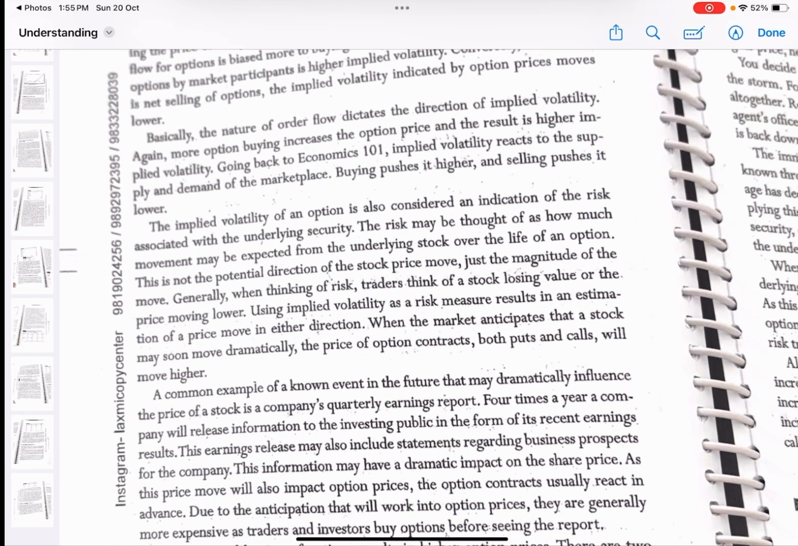Again, more option buying increases the option price, and the result is higher IV. As the option price increases, the IV also increases. Implied volatility reacts to the supply and demand of the marketplace. Buying pushes the IV higher and selling pushes the IV lower.